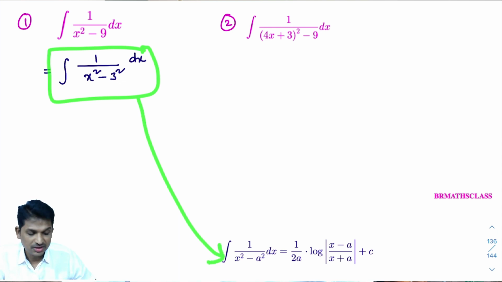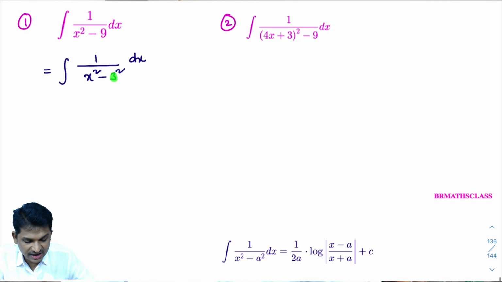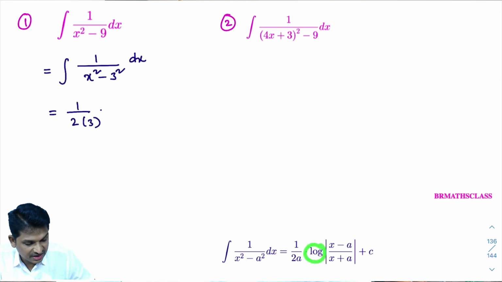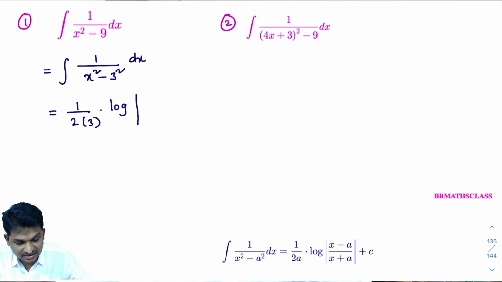To write the answer, apply this formula. What is a? In this formula, a is 3. When I apply this formula, what is there? 1 by 2a. That means 1 by 2 into 3, into, look at this formula, log mod x minus a. x is x only here. x minus, what is a? a is 3. x minus a divided by x plus a plus c.